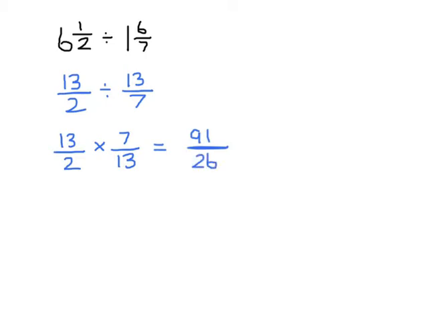Again, ideally I'm looking for this to be returned to a mixed number, so I need to work out how many 26s go into 91, which is 3 whole ones, because 3 lots of 26 gives me 78, and I've got 13 left over. So 13 out of 26. Again, not quite finished with this, because 13 out of 26 is the same as a half, and I always need to make sure I'm trying to simplify what's left, and I can do again here. That is 3.5.